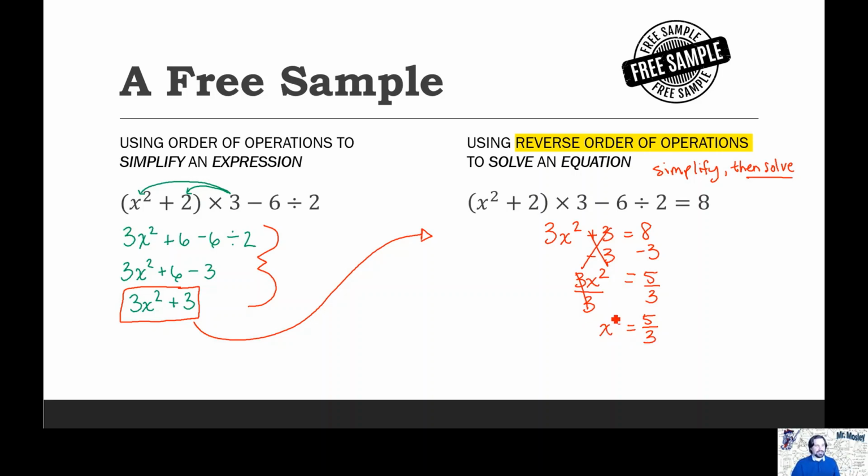To undo a squaring, we take a square root. And we have to do that to both sides. So we have x is equal to square root of 5/3, which we can leave just like this, or we can grab our calculator and find the square root of 5/3, which is here.